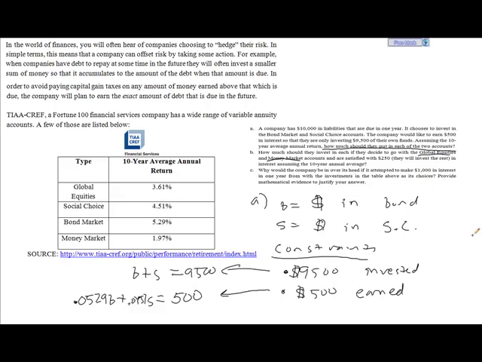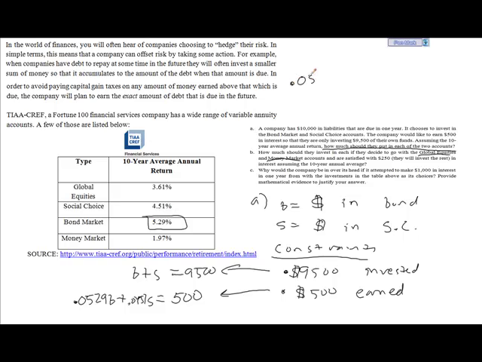Part C asks, why would the company be in over its head if it attempted to make $1,000 in interest in 1 year from the investments in the table above as its choices? Provide mathematical evidence to justify your answer. Well, the simplest way to look at it is, how could I get the most amount of money if I just went for the biggest percentage? And the answer is I could look at the 5.29 and put all of my money into the 5.29% account.